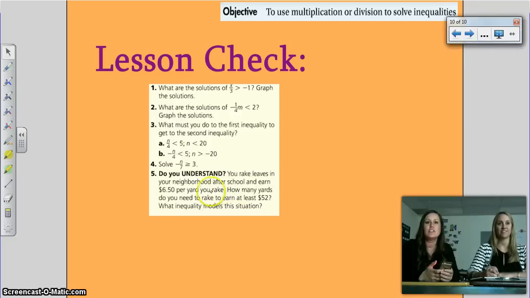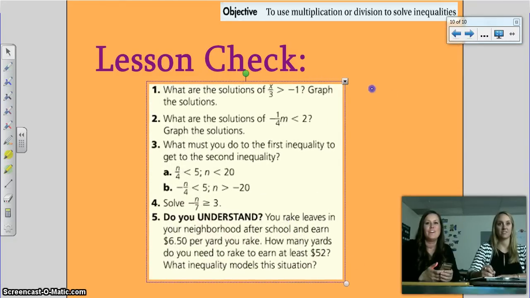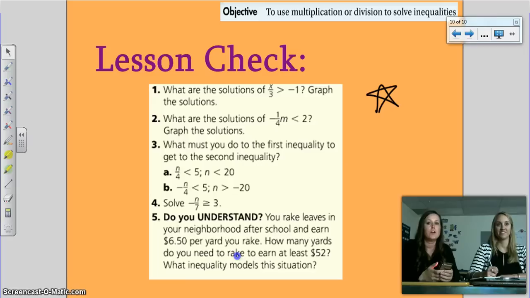We're already done. Lesson check right here. Can you make that bigger for us, Whit? On it. Okay, so remember to flip the sign if and only if you are dividing by a negative or multiplying by a negative. Number 5 is a real world problem, so make sure you include that label.